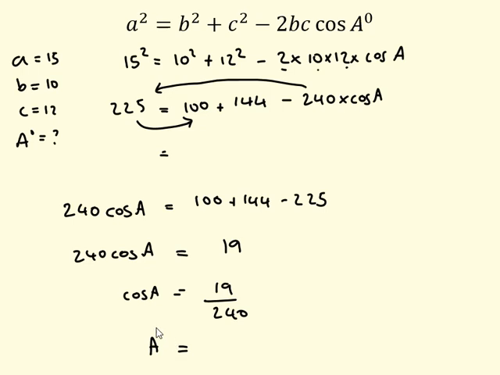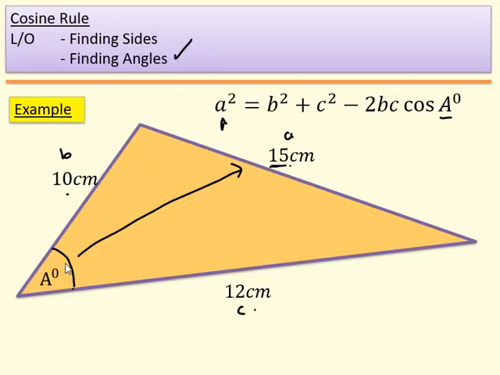So how do I work out A? Well, the opposite of cos is cos to the minus 1, which is 19 over 240. So cos to the minus 1 of that is 85.5 degrees. Okay, so that is how big that angle here is. But that was a bit long-winded, wasn't it, really? And the thing is that you had to remember some things. If I want to work out this angle in this bottom corner here, then in my formula, this would be my A, and these two sides would be your B and C.